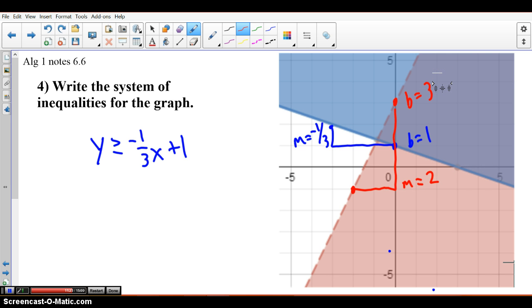The only other thing to consider is that this is a less than graph. And notice I said less than. I didn't say less than or equal to. The line being dashed is the reason for that. So your system should look something like this.